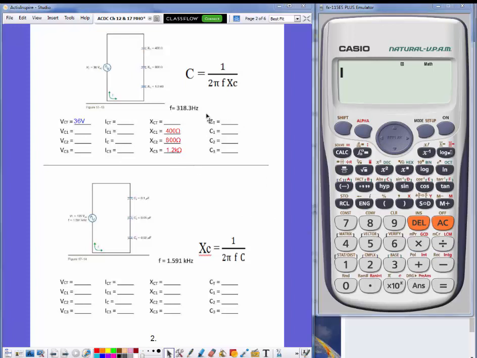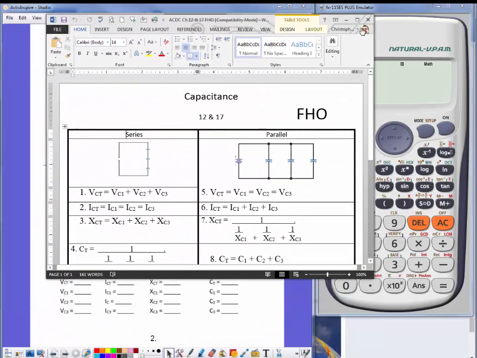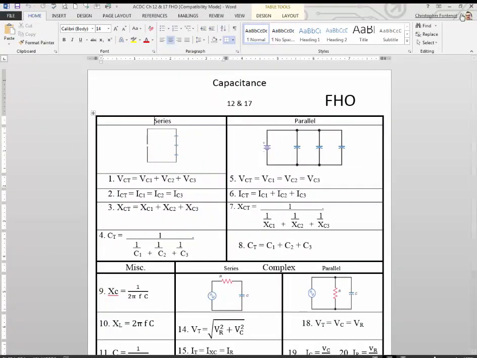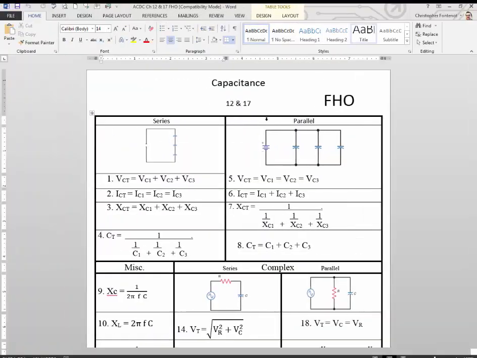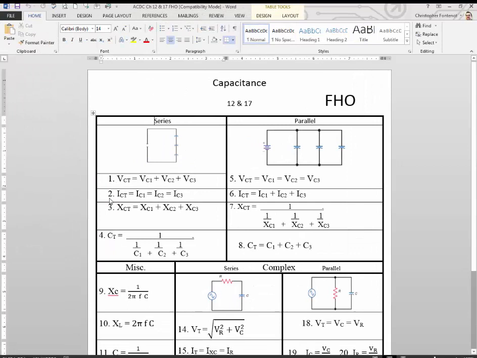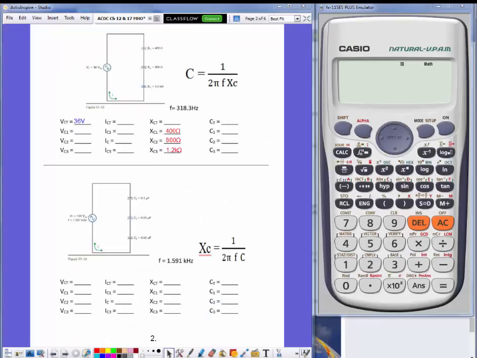The next thing we want to do is calculate our total capacitive reactance. We go about doing that by using our formula sheet. Since we are dealing with a series circuit, we will look at formulas 1, 2, 3, and 4 on our Chapter 12 and Chapter 17 formula handout. We see here that Formula 3 shows us that capacitive reactance just adds up in series, the same way resistance did. So that tells us that we would have a total capacitive reactance of 2.4 k ohms.